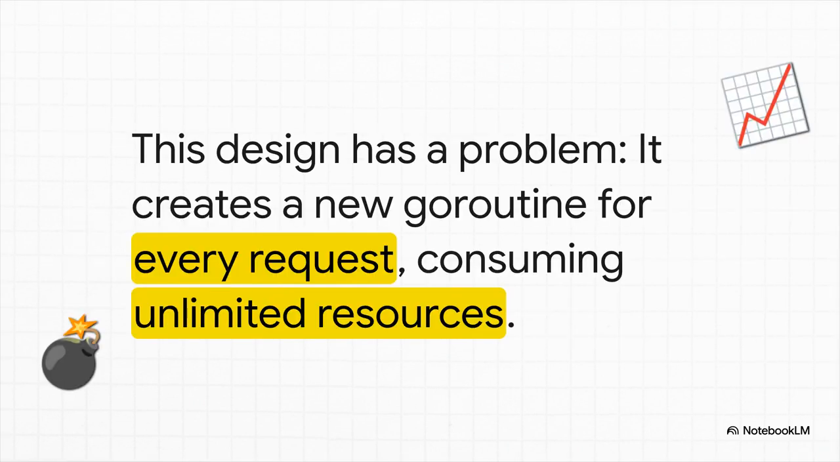But wait, here's the classic gotcha. While we've limited the number of actively processing tasks to 10, we haven't limited the number of waiting tasks. So if a million requests come in, we'd still create a million Go routines, all just sitting there waiting for a slot. We just shifted the bottleneck from our CPU to our memory.